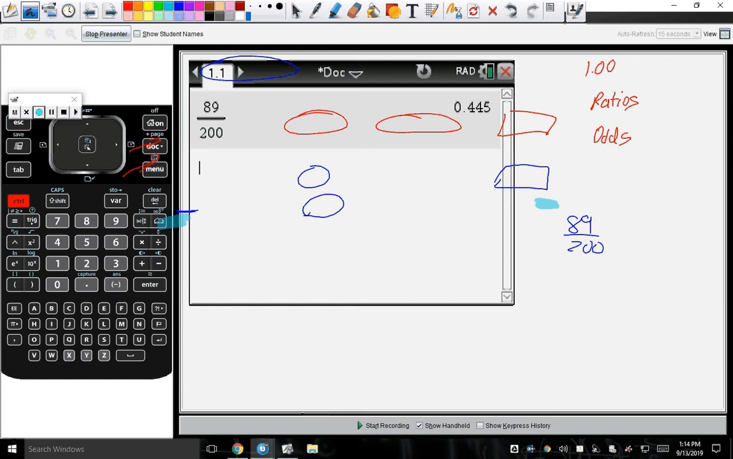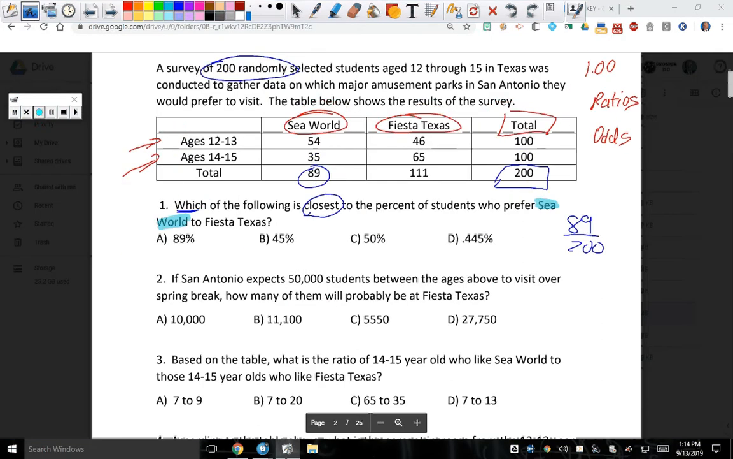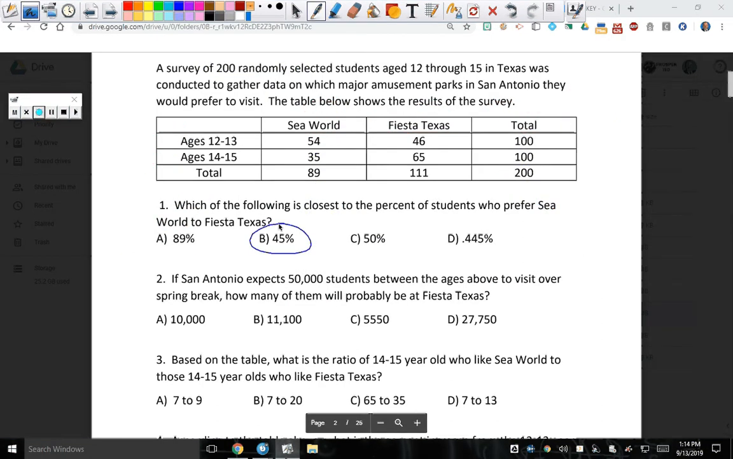44.5%. So we're going to come back here, and our answer, anyone, would be which one? B. All right. Let's go with Zach. If San Antonio expects 50,000 students between the ages above to visit over spring break, how many of them will probably be at Fiesta, Texas? How would you figure that out?